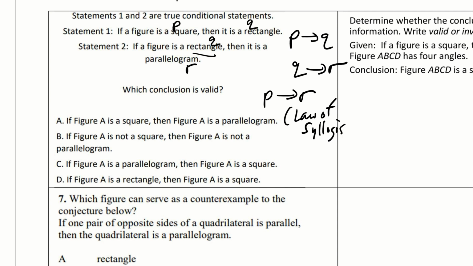We did this in chapter 3 in the beginning of the year. I know a lot of you guys probably forgot that, but that's what the law is called. So it's sort of like the transitive property, but for logic, for conditional statements. So in other words, if it's a square, then it must be a parallelogram. If a figure is a square, then it is a parallelogram. A, that's true.